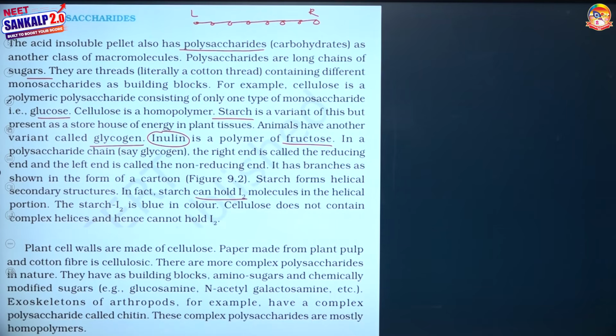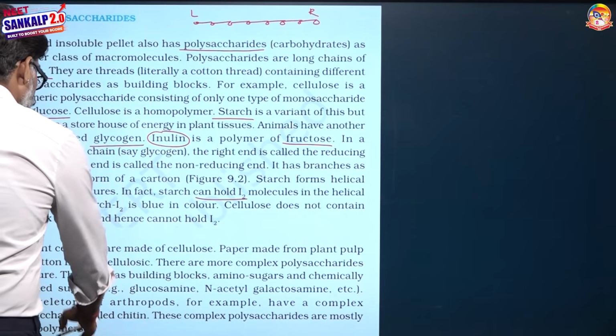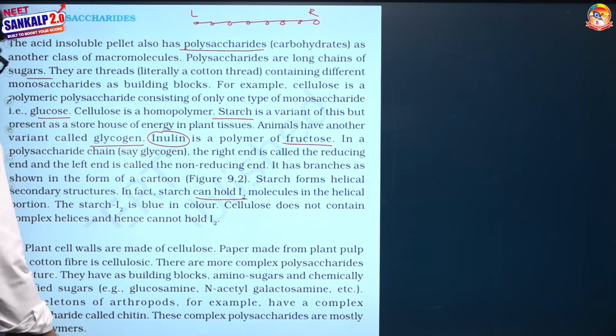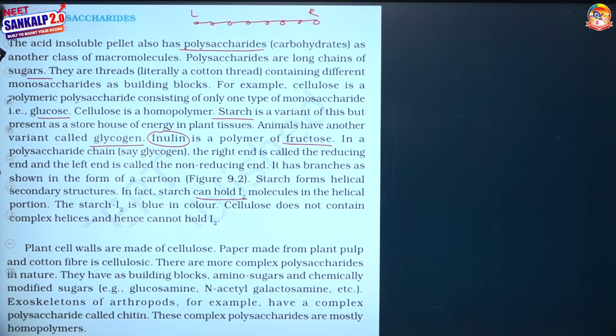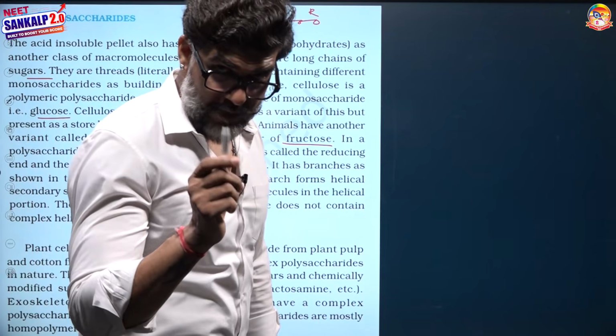Plant cell walls are made up of cellulose. Papers are also made up of cellulose, that we have discussed. It is a more complex polysaccharide in nature. Besides this, one more is mentioned here, that has building blocks of amino sugar, containing chemically modified sugars like N-acetyl glucosamine. The exoskeleton of arthropods, for example, has a complex polysaccharide called chitin. Chitin is a complex polysaccharide and is also a homopolymer, made up of N-acetyl glucosamine.